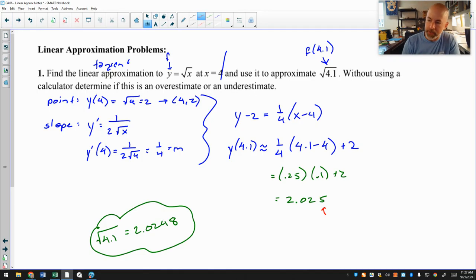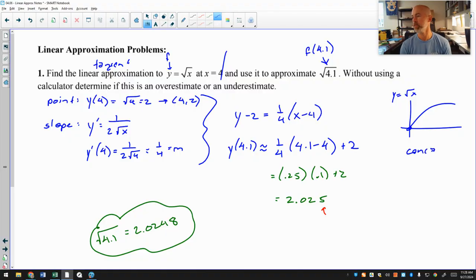Okay, well, I just cheated. I know this is an overestimate because I just punched this in a calculator, and it's just barely an overestimate, but it is an overestimate. Without a calculator, you would need to consider the concavity, and you should know that the graph of the square root of x looks like this. It is concave down. And since my function is concave down, this is going to be an overestimate because anywhere I draw a tangent will be above the curve. This is an overestimate.